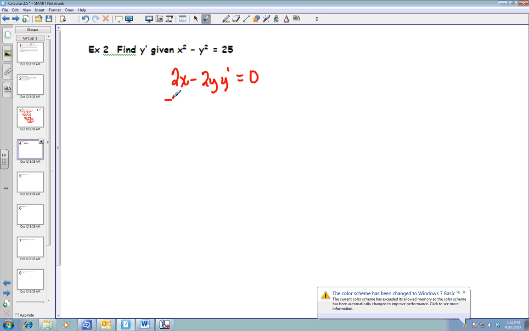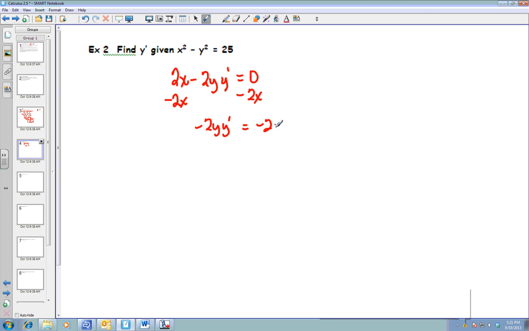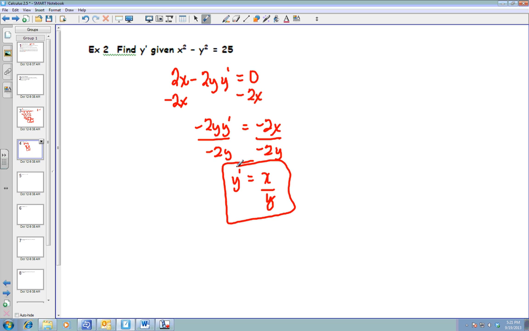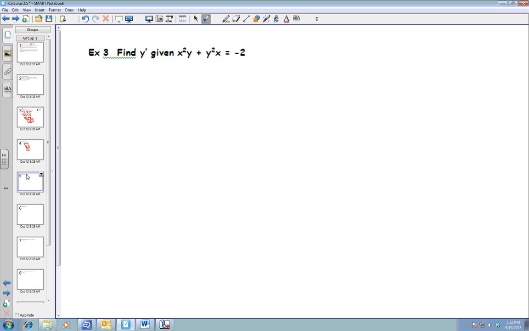Subtract 2x, negative 2y y prime equals negative 2x. Divide by negative 2y. Y prime equals, my negative 2s cancel, x over y. Okay, example 3. All right, I'm going to go ahead and write this out. I have x squared y plus y squared x equals negative 2.